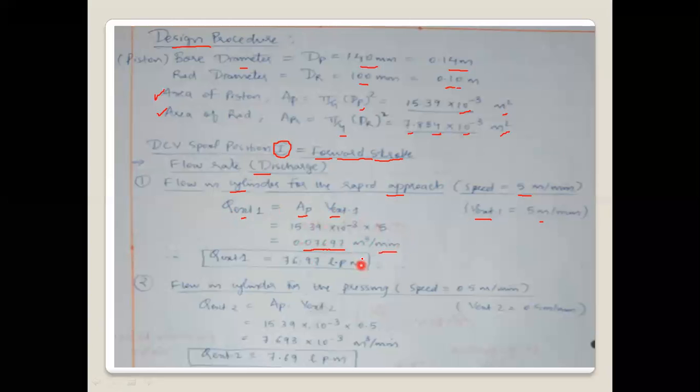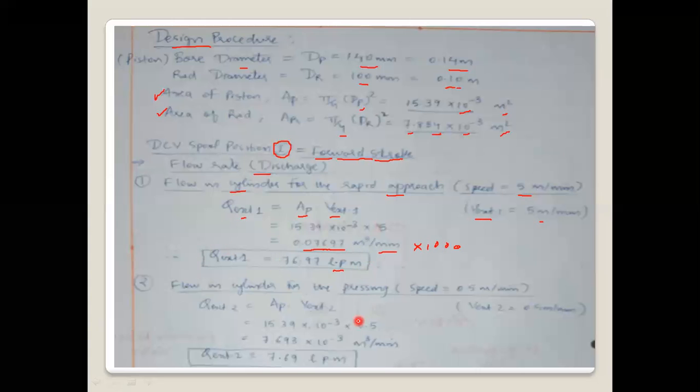So it is in meter cube per minute. I will convert it in terms of liter per minute. So liter per minute is what? Just multiply here with the 1000. Okay. If you multiply by 1000, then I will get 76.97 liter per minute. So this is the flow rate for the rapid approach.